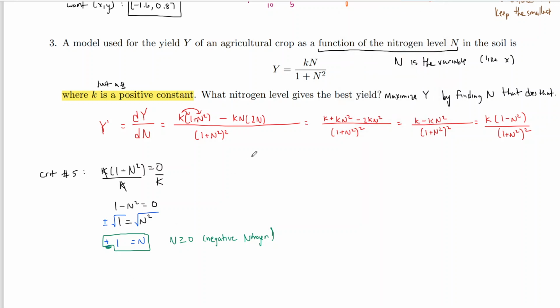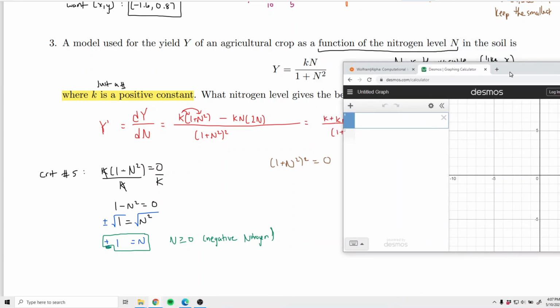Now, the question is, what happens when the denominator equals 0? Well, there's kind of two ways you can do it. You can solve this, or you can actually realize that this is never actually 0. So I encourage you, if you're not comfortable with what I'm about to show you, to solve it, but I'm going to show you real quickly why it's not ever 0. The way I'm going to do it is I'm going to pretend this is x instead of n. I'm going to graph y equals 1 plus x squared, and then I'm going to square that.